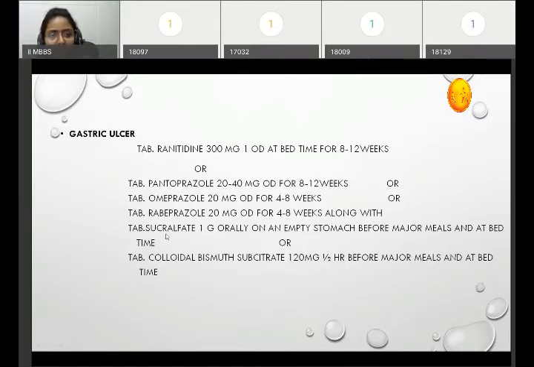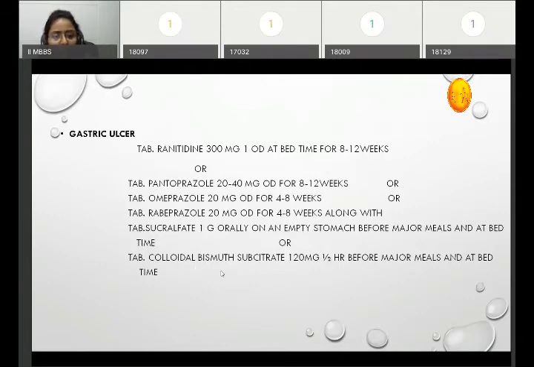Then other drugs you can add for gastric ulcer are sucralfate. What is sucralfate? It is ulcer protective, of course. How does it act? It is the aluminum salt of sucrose. It is given 1 gram orally on an empty stomach and before bedtime. It is said to act as a barrier. It forms a cover over the ulcer wall and thus protects it from contact with the acid. Gastric mucosa contact with acid is prevented, and hence it is said to be the ulcer protector.